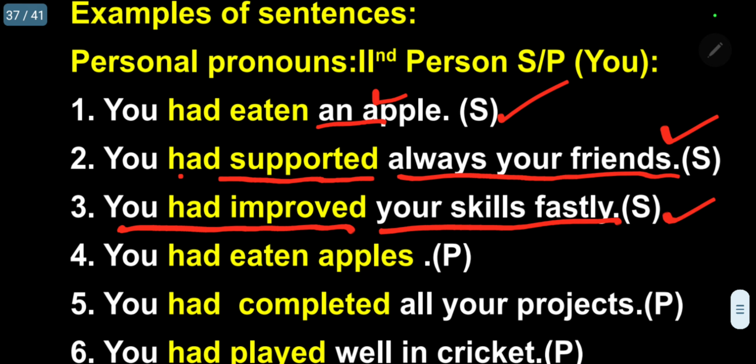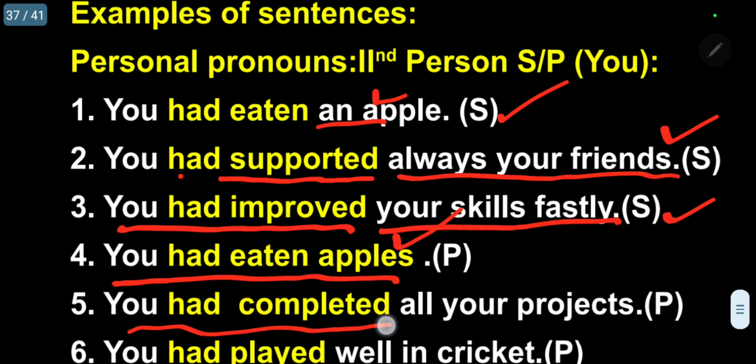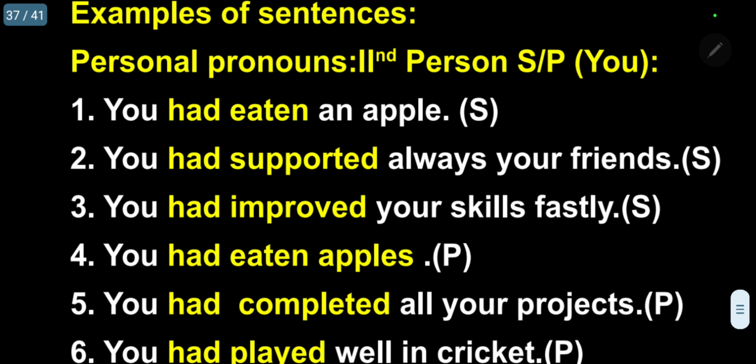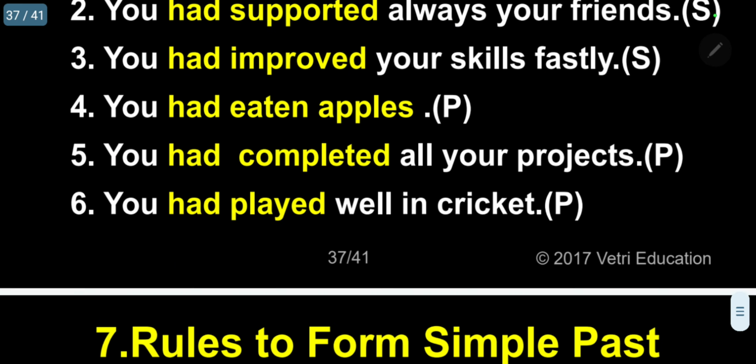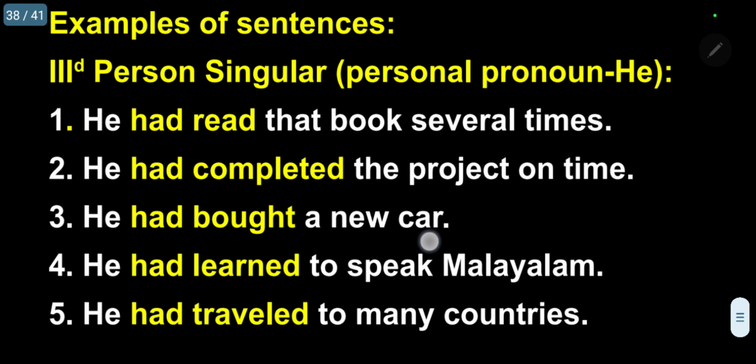Kindly follow. Now I will go for the plural. You had eaten apples. Please follow. You had completed all your projects. Projects, plural. You had played well in cricket. Examples for plural, second person. Now I will go for the third person.